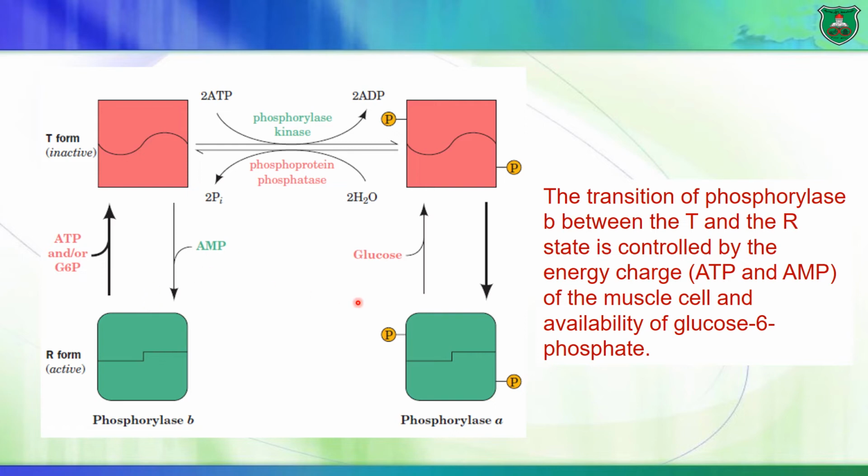So, the other thing is that phosphorylase A can be inhibited. It can be transformed from the R state to the T state by glucose. So there is enough glucose in the system. There is no need to break down glycogen into glucose monomers. So the phosphorylase is inactivated by glucose.